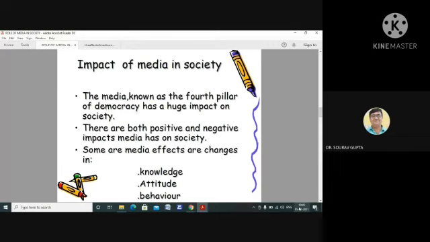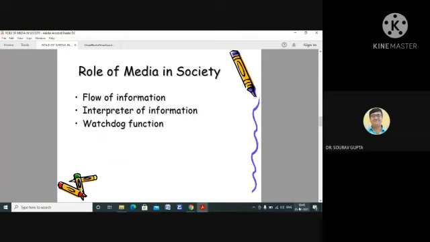But we can't deny the fact that media affects our knowledge, attitude, and behavior. So, flow of information. Today, we are living in an information society. We are always informed. Every second in WhatsApp or in Google or in Gmail, some information or other is coming to us. Have you ever counted daily how many emails you get and what are the subject matters of those emails?